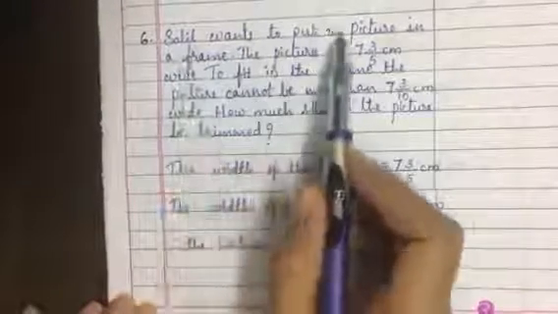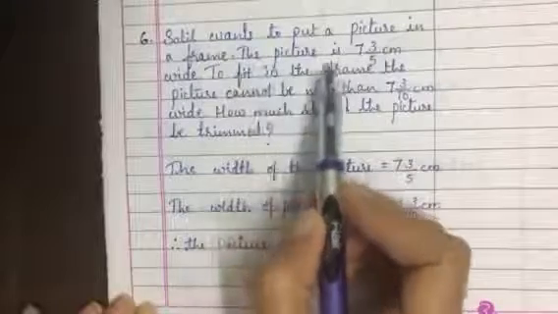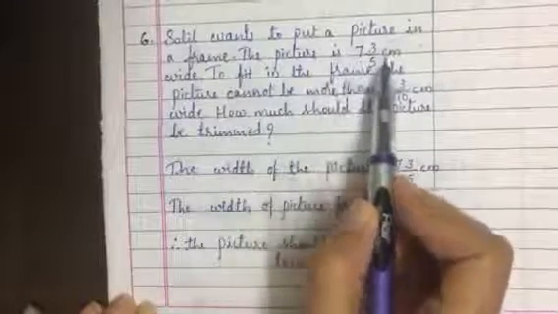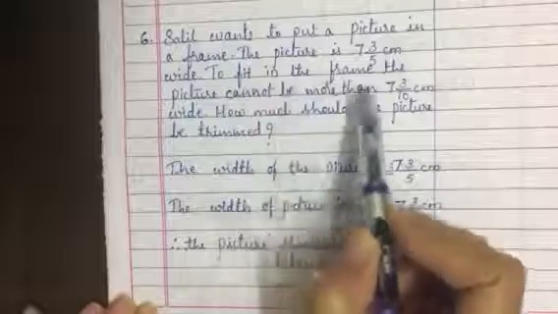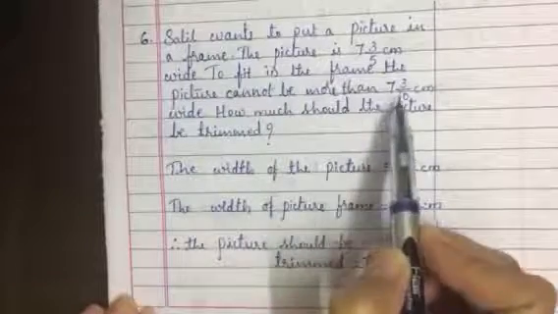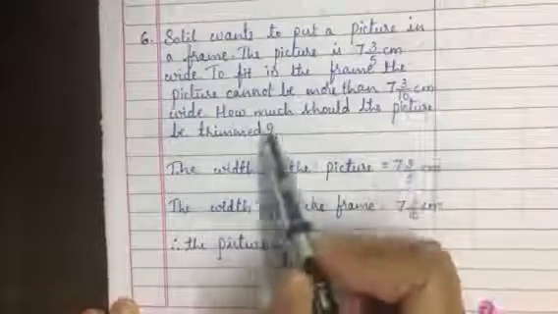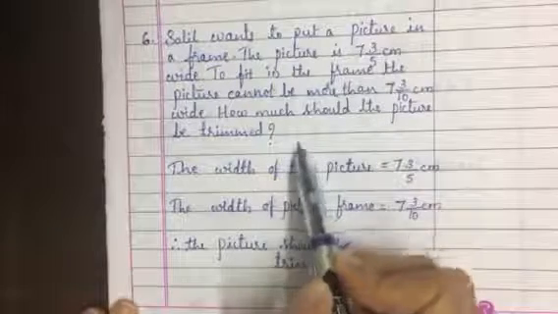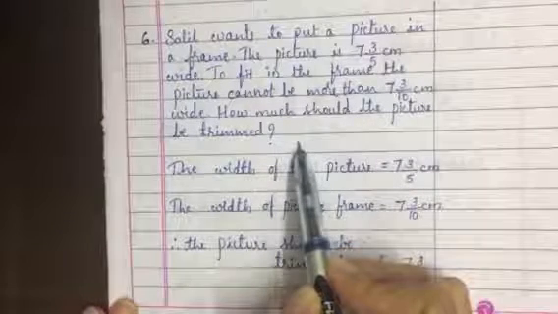Salil wants to put a picture in a frame. The picture is 7 3/5 centimeters wide. To fit in the frame, the picture cannot be more than 7 3/10 centimeters wide. How much should the picture be trimmed? So what you have to do here is subtract.